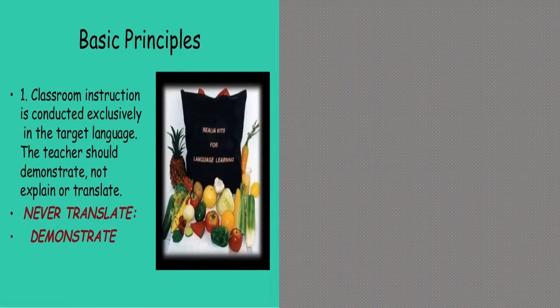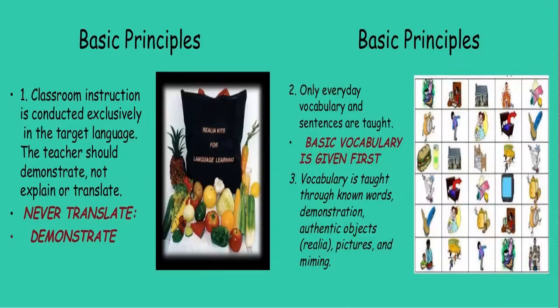Basic principles. Number 1. Classroom instruction is conducted exclusively in the target language. The teacher should demonstrate, not explain or translate. Never translate, demonstrate. Number 2. Only everyday vocabulary and sentences are taught. Basic vocabulary is given first. Vocabulary is taught through known words, demonstration, authentic objects, realia, pictures and miming. Realia means the authentic objects.